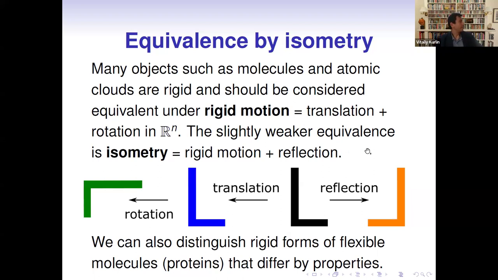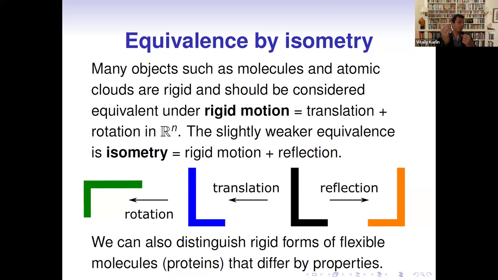So why is this rigid motion or isometry so important? Of course, not all real objects are rigid. You could easily imagine flexible objects in our life, or in our research we also study flexible molecules such as proteins. However, even when our object is intrinsically flexible, it's important to distinguish different rigid forms or conformations of this object.